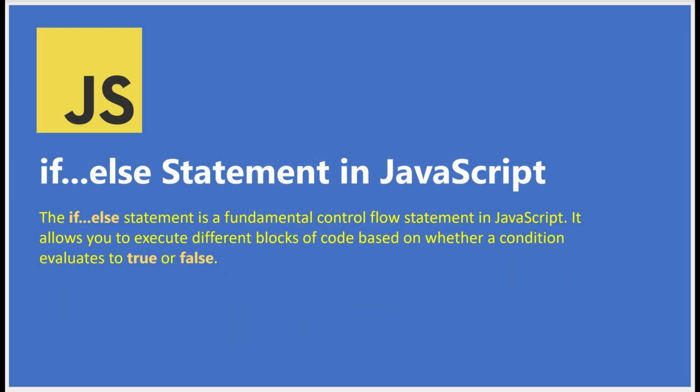Have you ever pondered over the process of decision-making in programming? It's all about making choices and taking different actions based on different conditions. Today, we'll be delving into the heart of this process, exploring the if-else statement in JavaScript. In the world of JavaScript, the if-else statement is a fundamental control flow statement. It's the pivot point where code can take different directions. It's like a crossroads, where the path chosen depends on certain conditions.